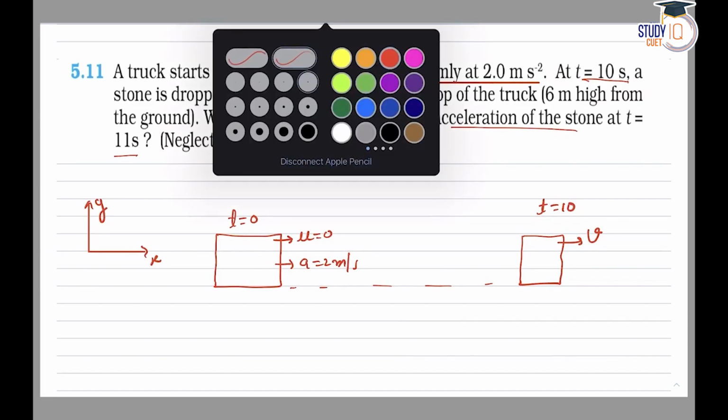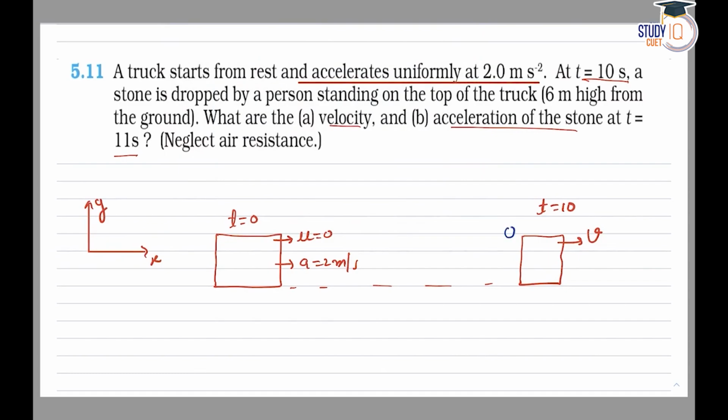In this case, the person on the truck is dropping a stone. As we know, when we drop any object from a moving body, the object carries the velocity of that moving body. So at the time of projection, the speed of the truck is v, and the stone will also have speed v in the same direction, but it will not carry acceleration. After dropping from the truck, the only force acting on the stone is mg. So the only acceleration of the stone is g, vertically downward.